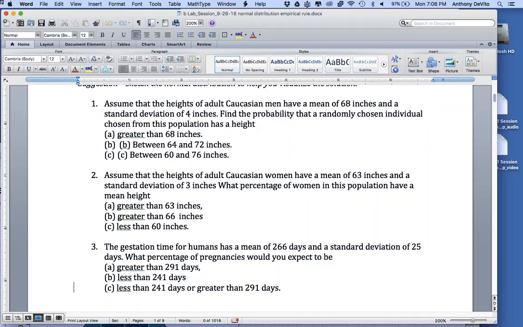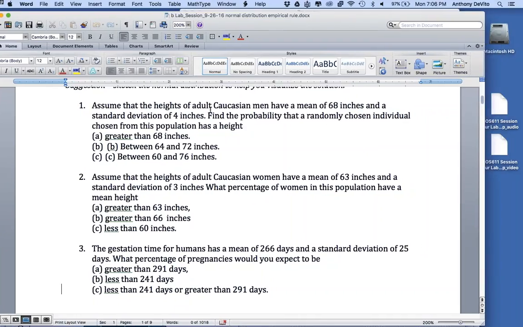Between 64 and 72 inches. What's the standard deviation? 4 inches. So 64 is how many standard deviations below the mean? Remember, standard deviation is 4, so it's 1 standard deviation below the mean. Right, so between here and here is going to be 68% of the population. Well, the probability is going to be 68%.